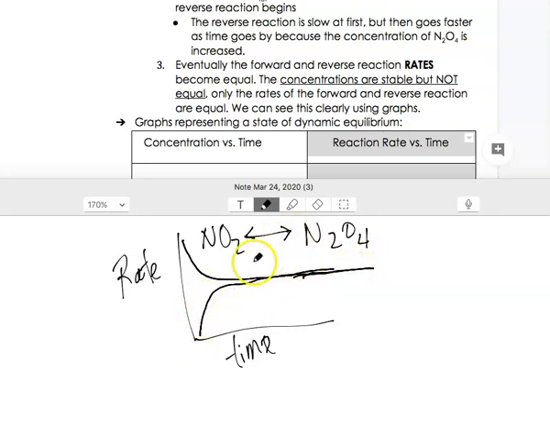And if you see here, the point at which both lines intersect or overlap, we call that equilibrium. So equilibrium is established here, where the reaction rates are the same. So the forward and the reverse reaction rates are the same, even though the concentrations of both are different, hence the first graph we drew.